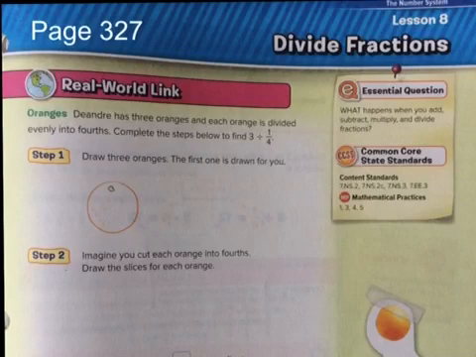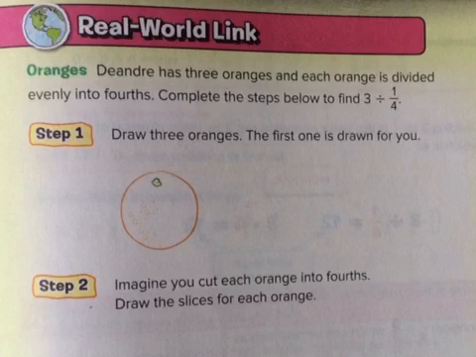Hello everyone, welcome to lesson 4-8, found on page 327, dividing fractions. Let's look at the real world example.